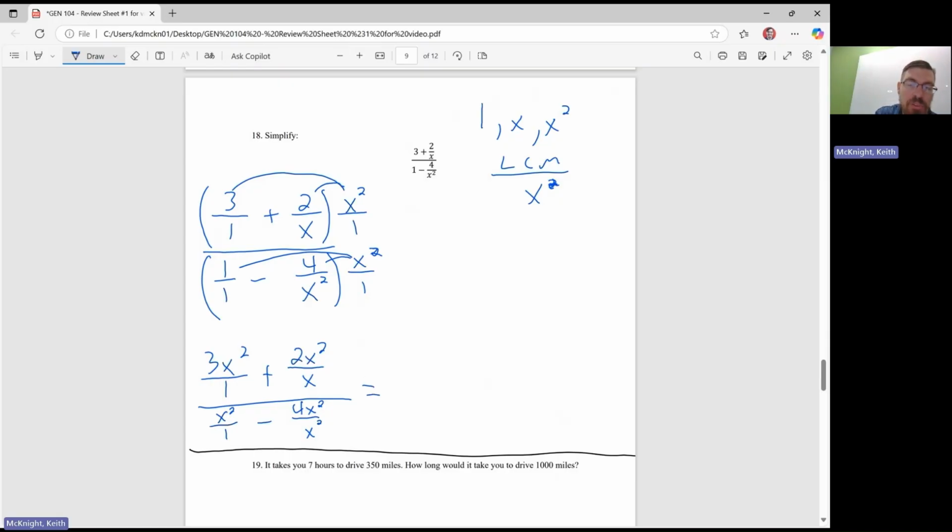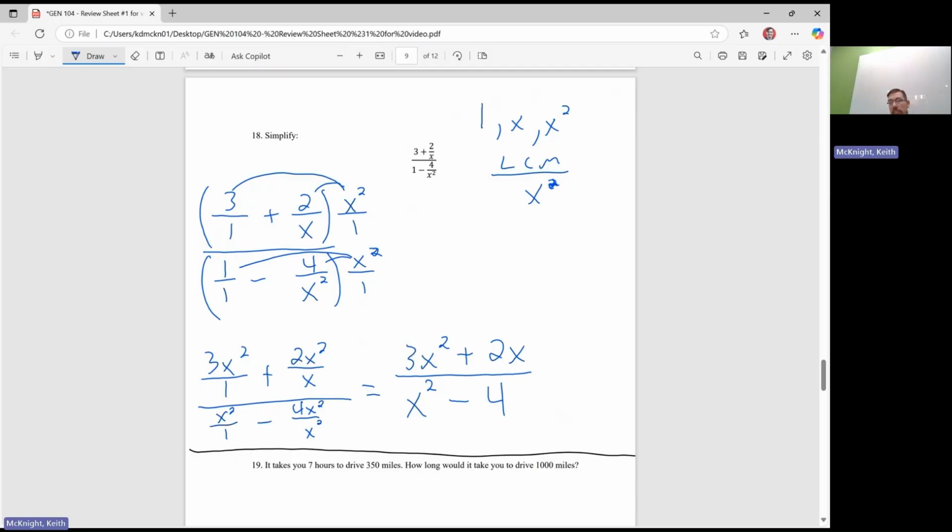So this is going to become 3x squared divided by 1, well, that's just 3x squared, no fraction needed. Now, 2x squared over x, one of those x's will cancel from top and bottom, and that's going to create just a 2x. On the bottom, we have x squared over 1, that's just x squared, minus 4x squared over x squared, the x squareds will cancel, and that's just going to leave us a 4.